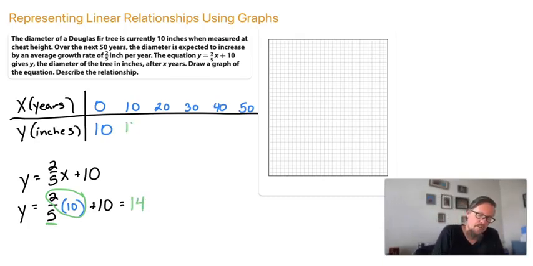So in 10 years, this tree will be 14 inches tall. Boy, it's a good thing people don't grow at that rate. Can you imagine if you only grew 4 inches in 10 years? That would be unfortunate. All right, let's try 20.